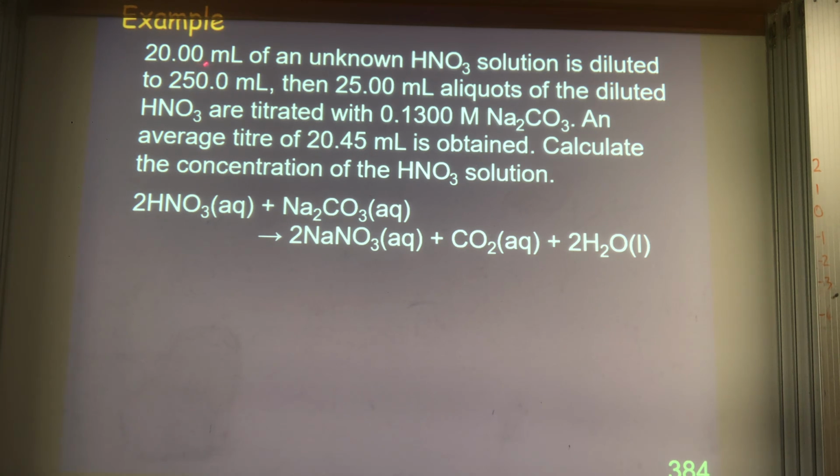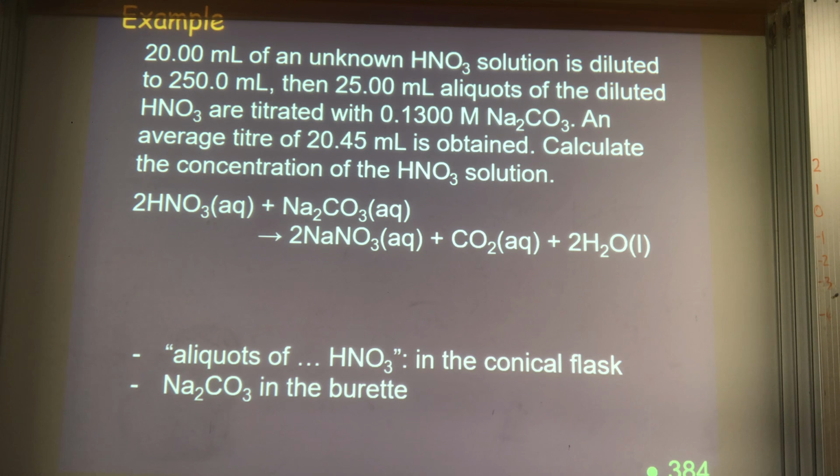Now, we've also got to put in that dilution information. So we've got an unknown nitric acid solution. We took 20 mils, diluted that to 250, and then took 25 mils of that diluted solution to go into the conical flask. So getting the chemicals around the right way from the start, aliquots of nitric acid, that's your key bit of information. Get that diagram.